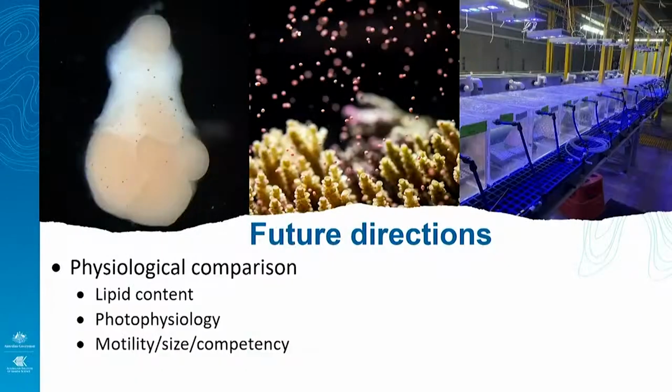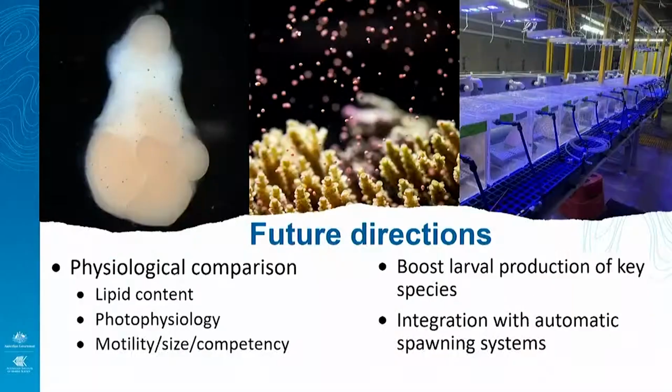In terms of future directions, it's all well and good to provide a range of gametes and larvae from species, but we want to make sure that they're physiologically comparable to what you would get from the wild. So we've started doing lipid content of broodstock and eggs, photophysiology on the broodstock, sperm motility, egg size, and time to competency from the larval cultures. We want to boost larval production of key species. We try to align that with what the RAP key selection species are to get up into those millions and maybe tens of millions of larvae on tap.